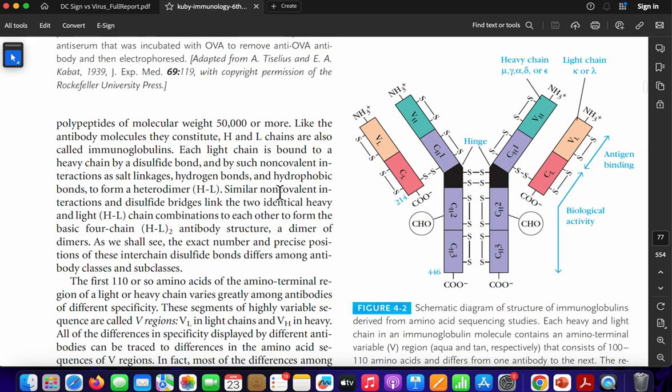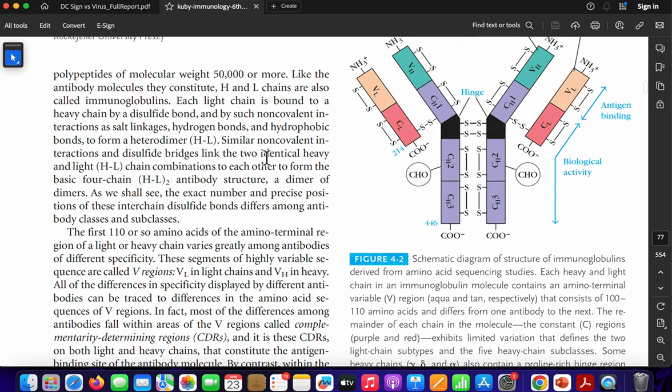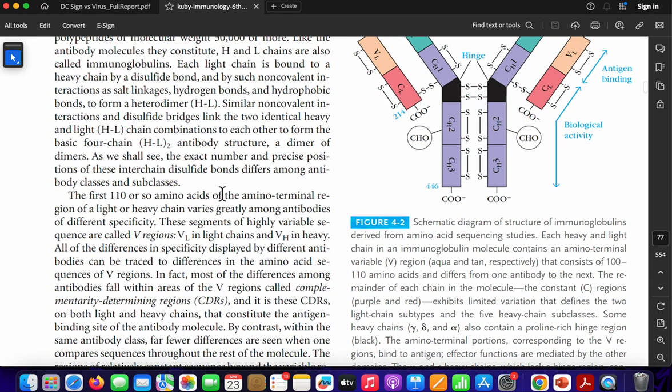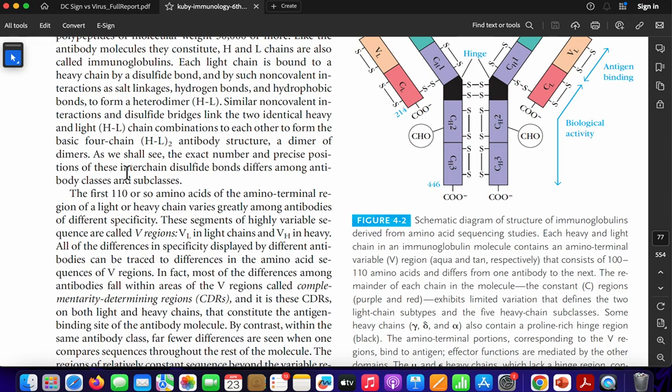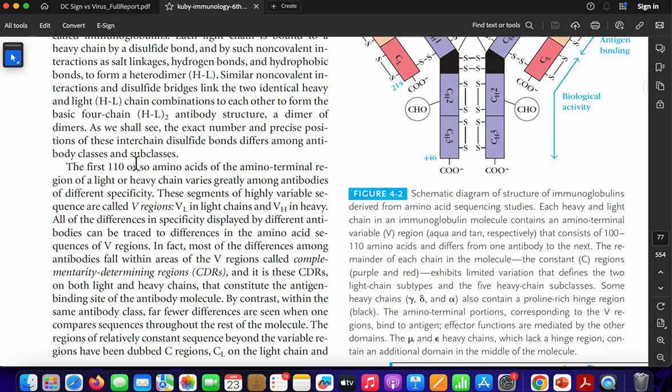Each light chain is bound to a heavy chain by a disulfide bond and by such non-covalent interactions as salt linkages, hydrogen bonds and hydrophobic bonds to form a heterodimer. Similar non-covalent interactions and disulfide bridges link the two identical heavy and light chain combinations to each other to form the basic four-chain antibody structure, a dimer of dimers. As we shall see, the exact number and precise positions of these interchain disulfide bonds differ among antibody classes and subclasses.